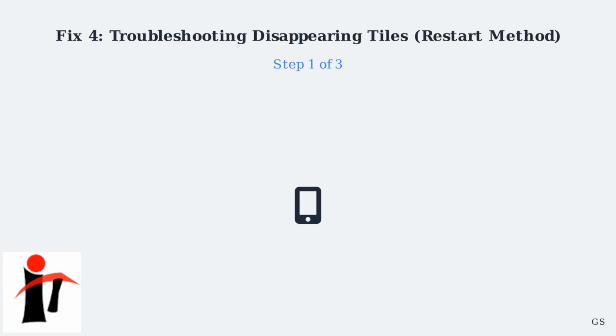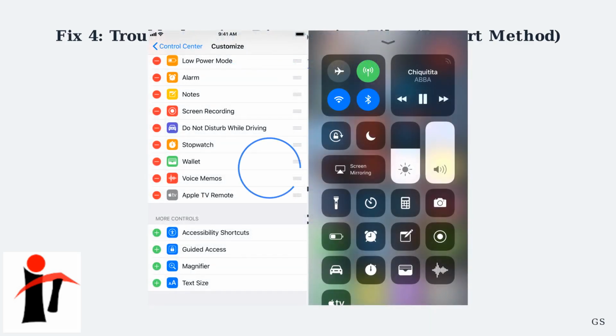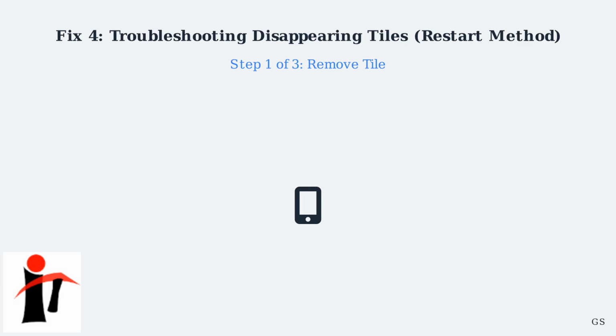Sometimes, tiles disappear due to software glitches. Let's try a quick restart method to resolve this. First, remove the Visual Intelligence tile from your control center. Go to Settings, then Control Center, and tap the minus button next to Visual Intelligence to remove it.